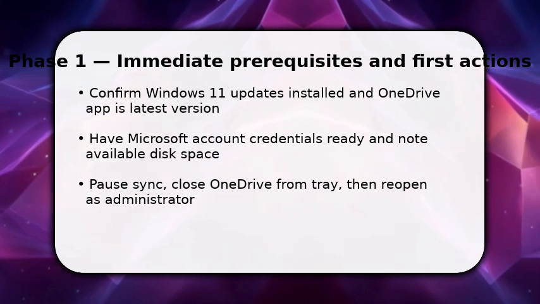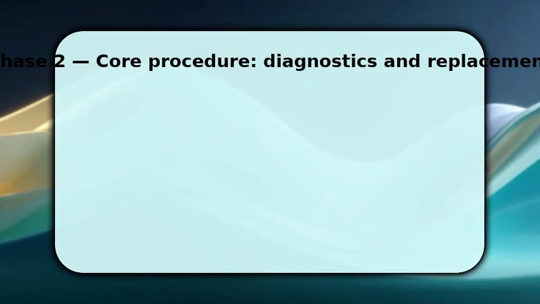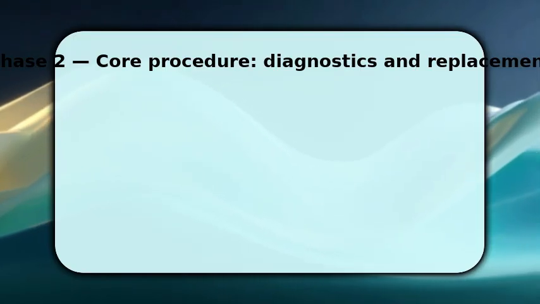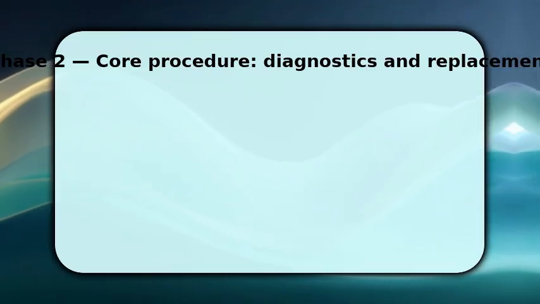Now perform a controlled reset to rebuild the sync database. Run the reset command from Run. The app will restart by itself. After it restarts, check Selective Sync and reselect any folders that were excluded so files repopulate.